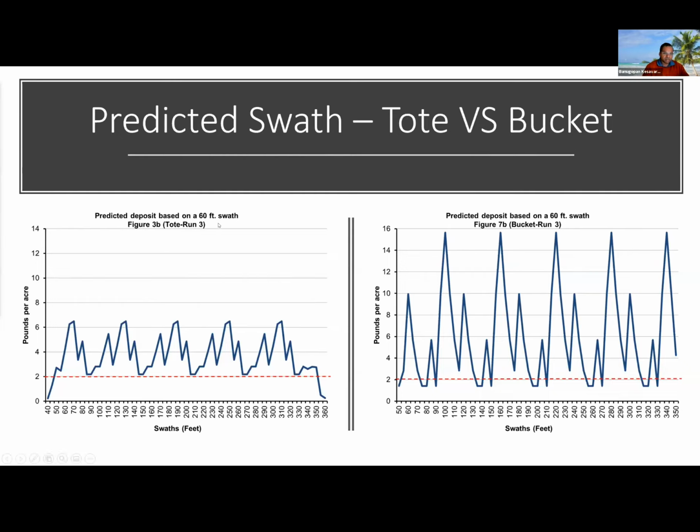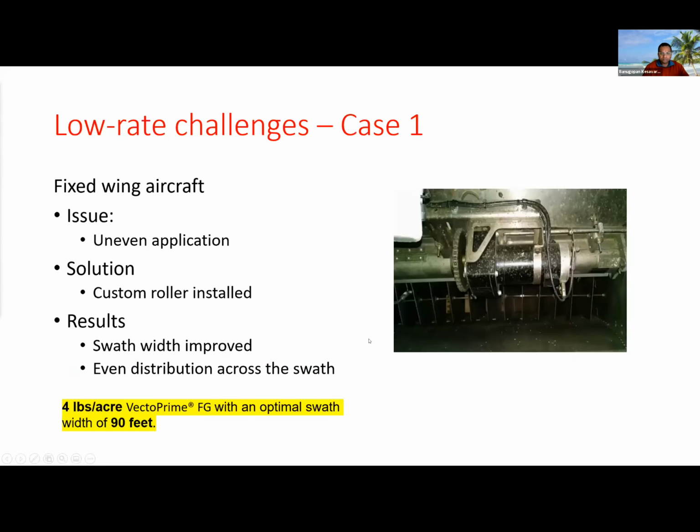But on the left side with the tote, it says everything is good. And when you extrapolate this for 360 feet of back and forth, you're doing perfectly fine, no problems. So that's a good one to keep in mind when you're characterizing this equipment.